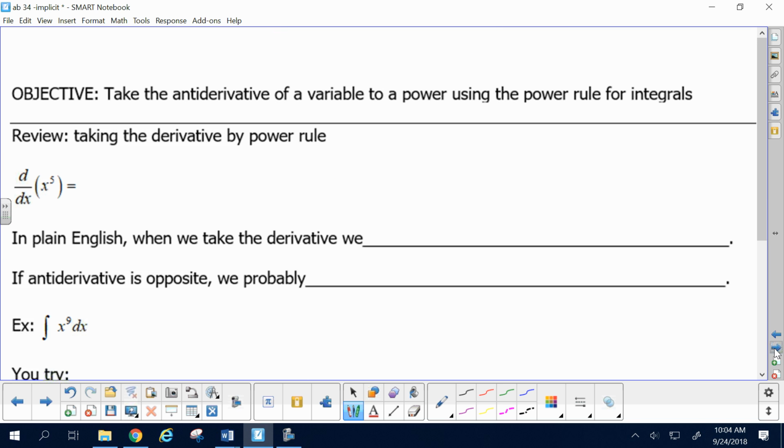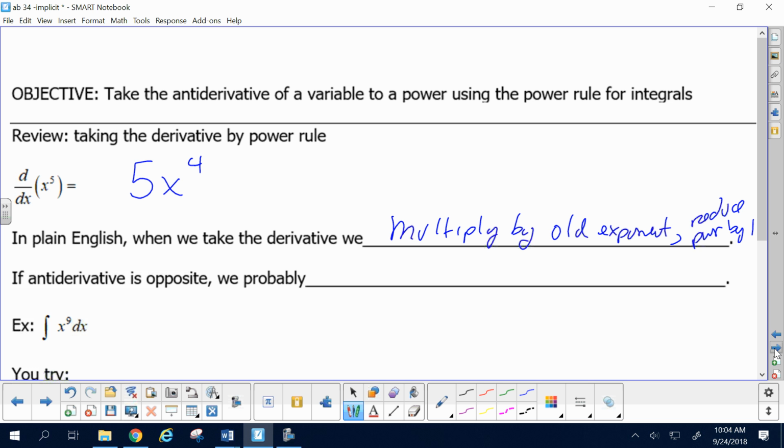Power rule. This also makes tons of sense here. When I take the derivative by power, what's the derivative of x to the fifth? 5x to the fourth, yeah? So in plain old English, if you were to explain this so even a 7-year-old could understand, when we take the derivative, we bring the exponent down, multiply by the old exponent, and reduce the power by 1. Right? Isn't that the rule?